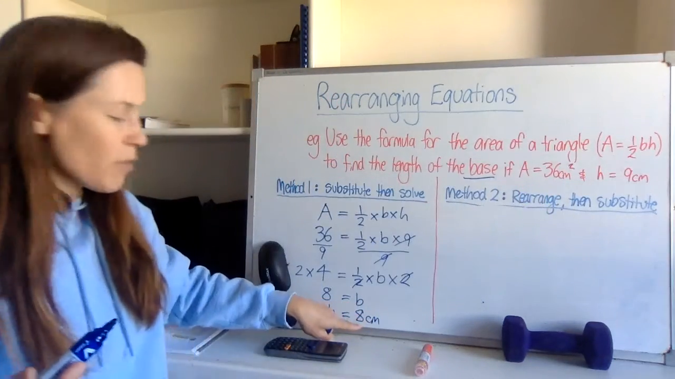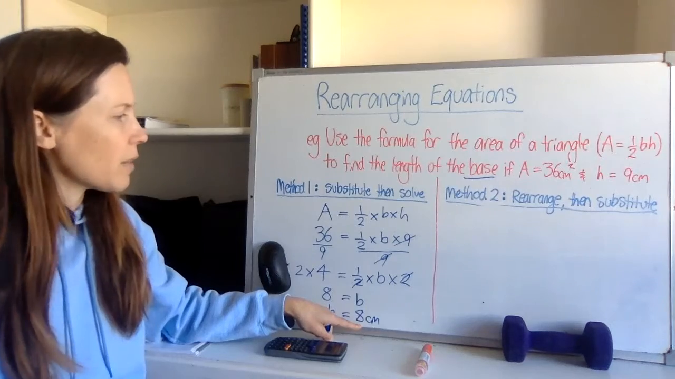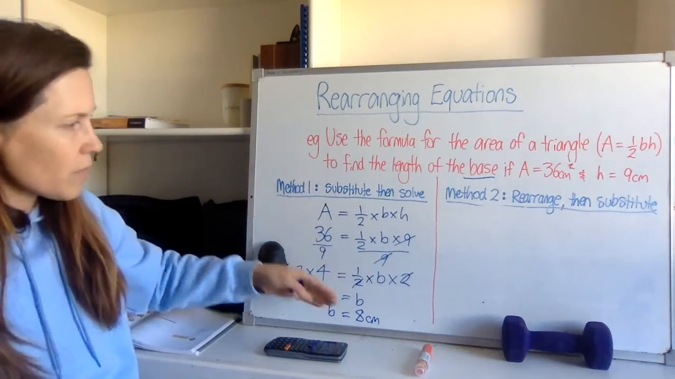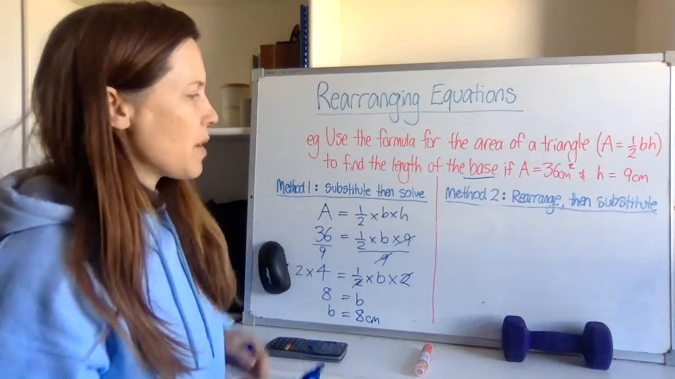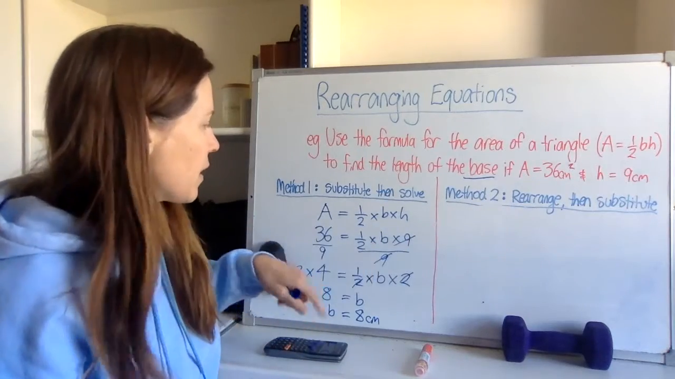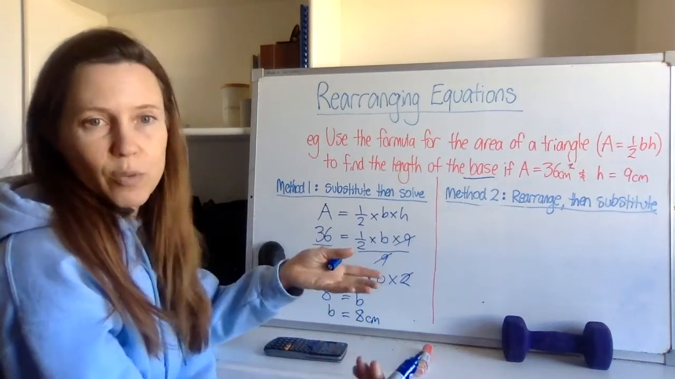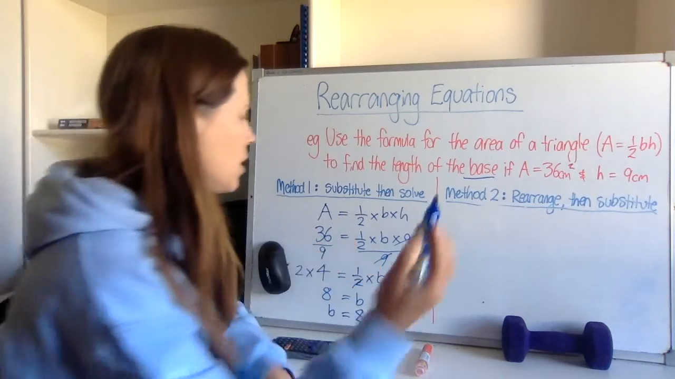So I can actually verify that my answer did work out correctly. Okay, that's fairly straightforward. The other method is similar, but the only real difference is that we do the rearranging before we sub the numbers in. Why would we do that?